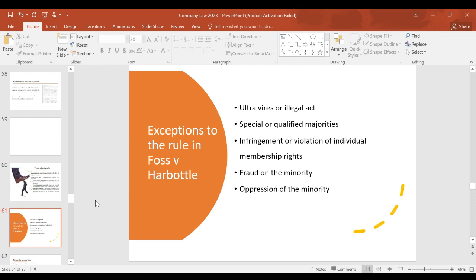In the event that an individual right of a member has been infringed, then that particular member can also go to court on their own behalf to complain about the wrong done to them. And that would also be an exception to the rule in Foss versus Harbottle.